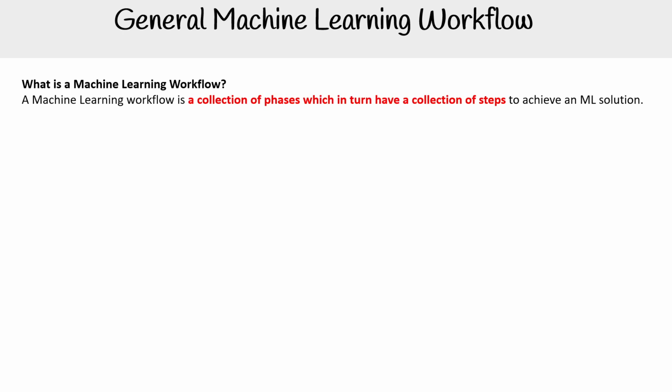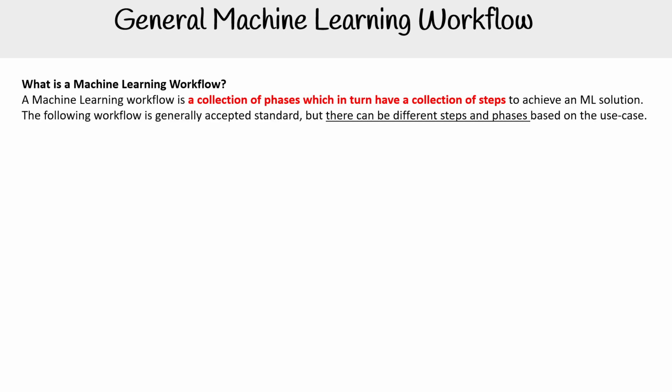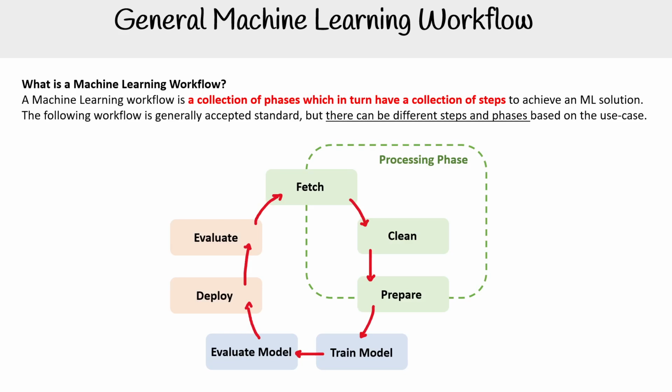So they're saying an ML workflow is a collection of phases, which in turn have a collection of steps to have an ML solution, and there can be different steps and phases, and there absolutely is different language depending on the provider, but AWS is using this terminology, at least where I found this in the docs. So let's step through all these things.